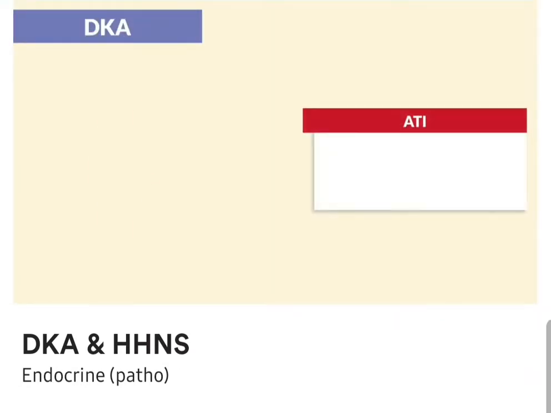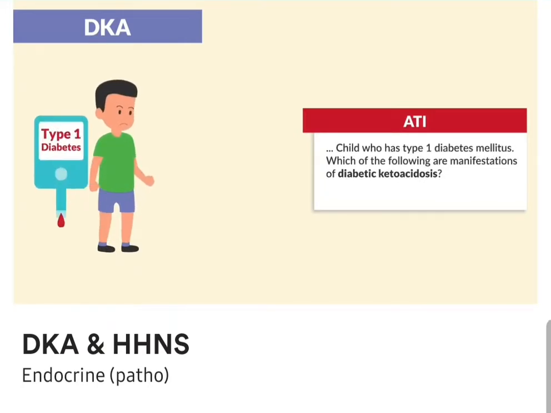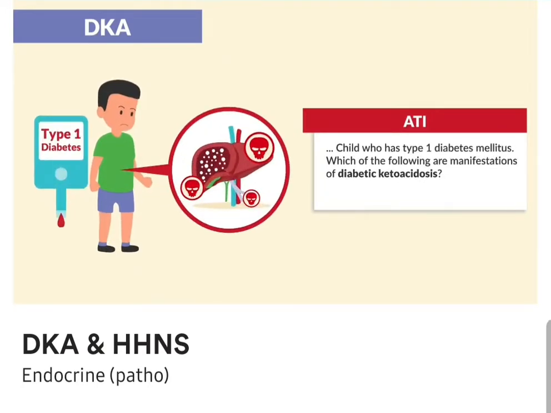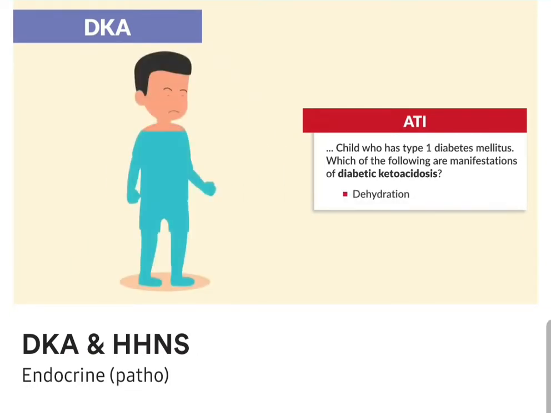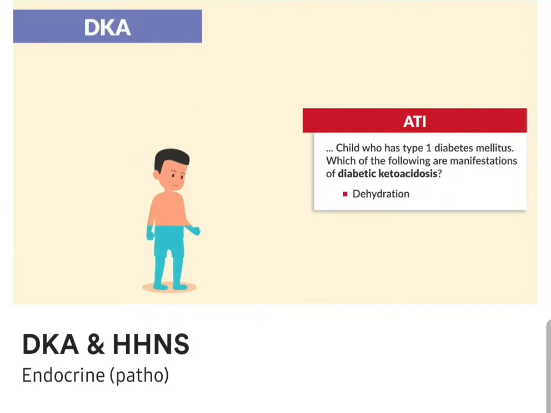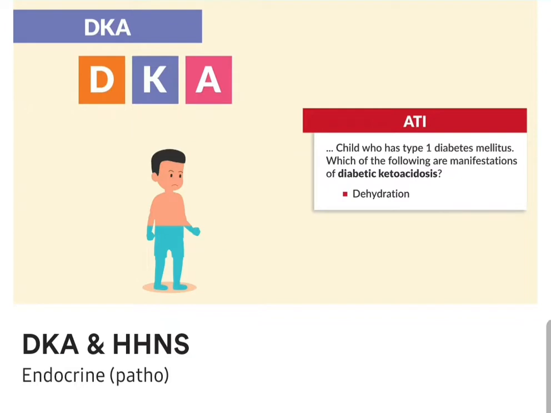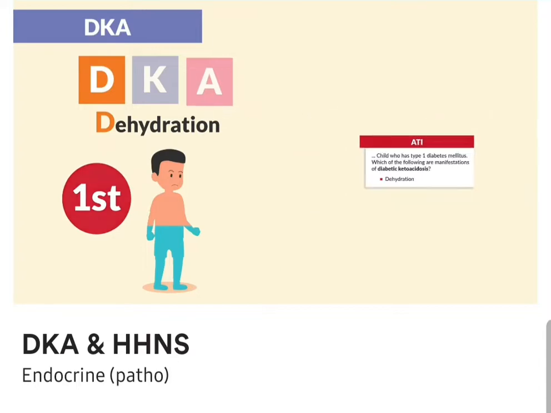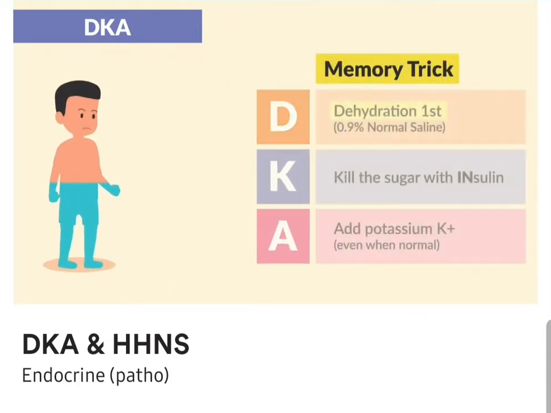So ATI mentions a child who has type 1 diabetes mellitus. Which of the following are manifestations of diabetic ketoacidosis, that DKA? Dehydration. So yes, the memory trick again, for DKA, the treatment, just think D is for dehydration. We always treat the dry first. Huge NCLEX tip. Be sure to write that down. So once again, D is for dehydration first.